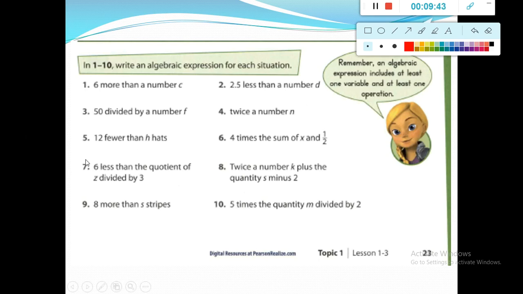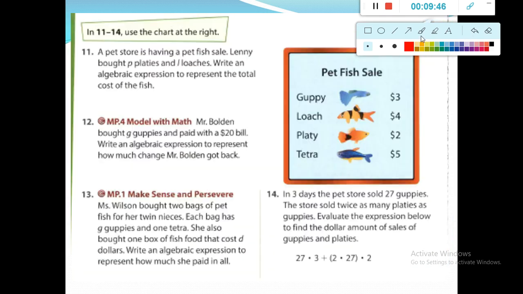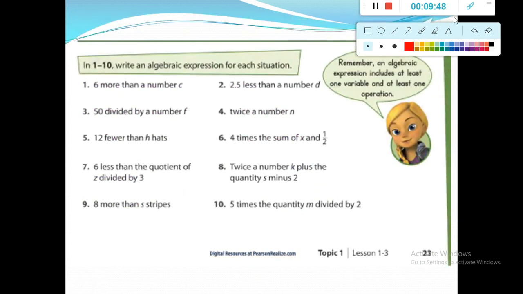Look at example number 7. 6 less than, oh, we did many examples on less than, so let's change it. Number 6: 4 times the sum. Sum means plus. So 4 will be multiplied by the sum, by all the quantity of x and half. So I need to put brackets in this case. I need to write 4 multiply. It's enough to put brackets, yes?